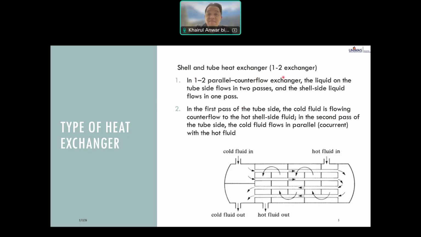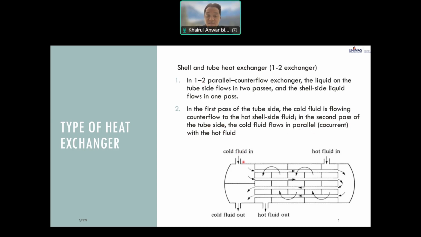Then we have a shell and tube 1-2 exchanger. So this is a 1-2 parallel counterflow exchanger. The fluid on the tube side flows in two passes, and the shell side liquid flows in one pass. In the first pass of the tube side, the cold fluid is flowing counterflow to the hot shell side fluid. In the second pass of the tube side, the cold fluid flows in parallel or concurrent with the hot fluid. So this is a 1-2 exchanger.